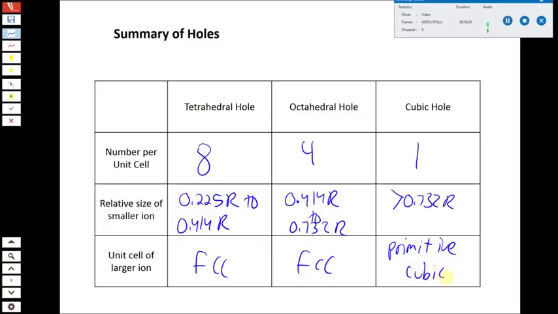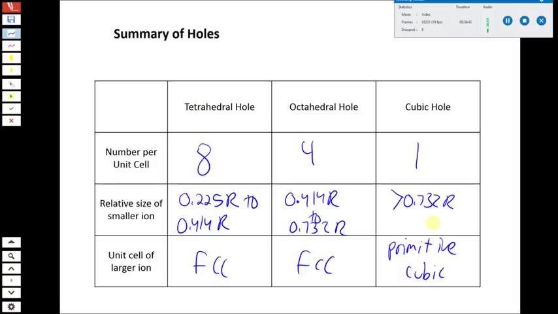Okay? So those are really only three types of ionic structures that you would need to know anything about. Face-centered cubic with either tetrahedral or octahedral holes occupied, or primitive cubic with cubic hole occupied. So that's kind of the summary of the main things you need to know. Now we can go through a few examples.